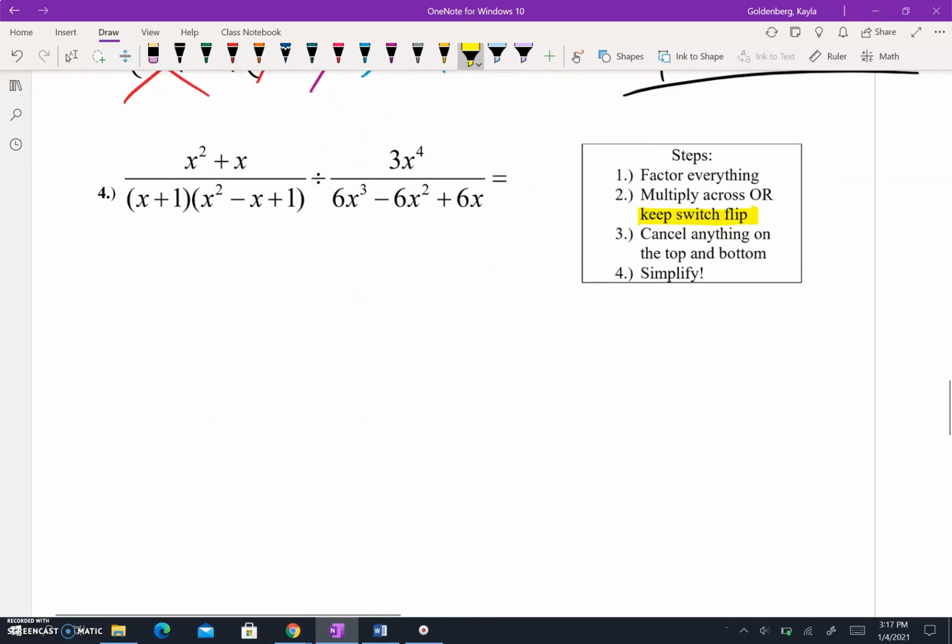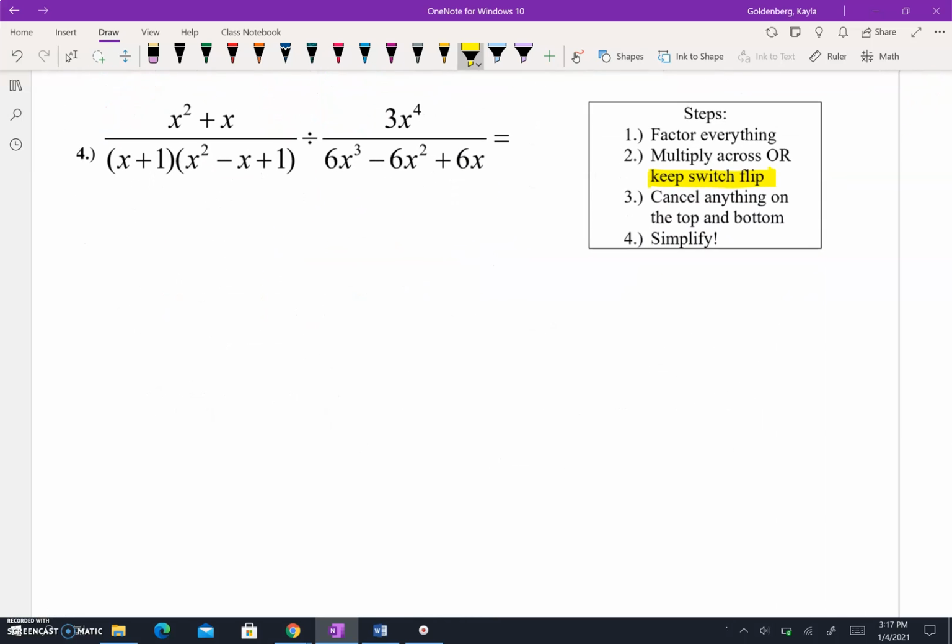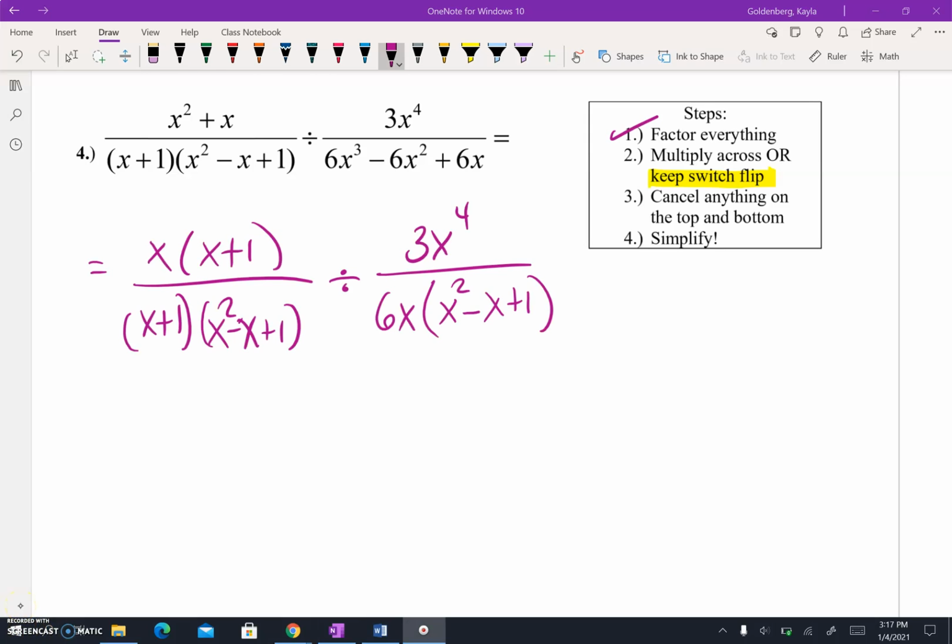So the first thing I'm going to do is pause the video and factor these 3 parts if I can. Otherwise, if I can't, then I just leave them as is. Notice the bottom left was already factored for us. Okay, so I have factored just the top left of the fraction and the denominator of the right fraction.